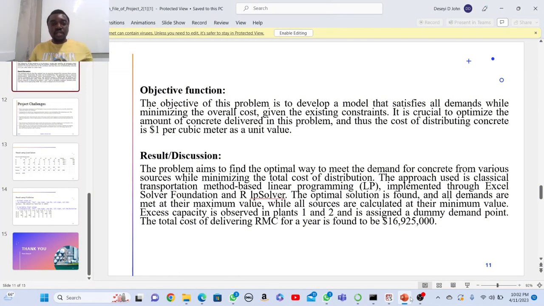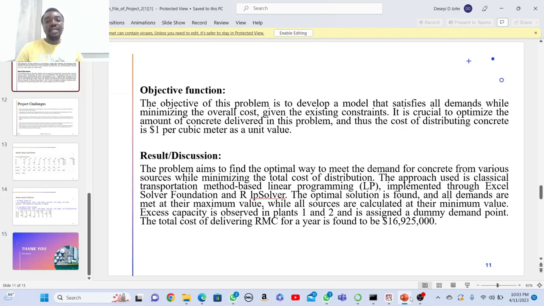Hello, good evening. My name is John Daniel Deseyi, and today I'll be talking about the objective of paper 6 for group 6, which was the transportation of ready mixed concrete. Basically, the objective for this paper was to find out the cheapest way of transporting concrete from the batching plants to the sites where it is needed.